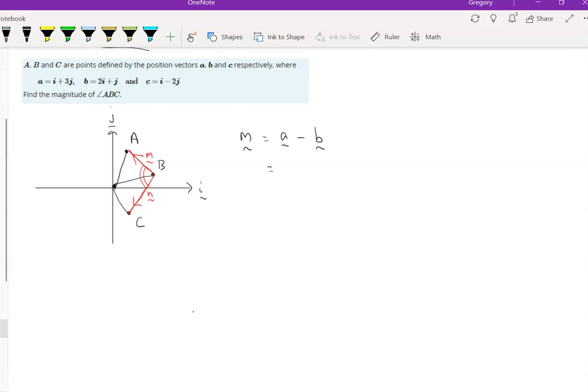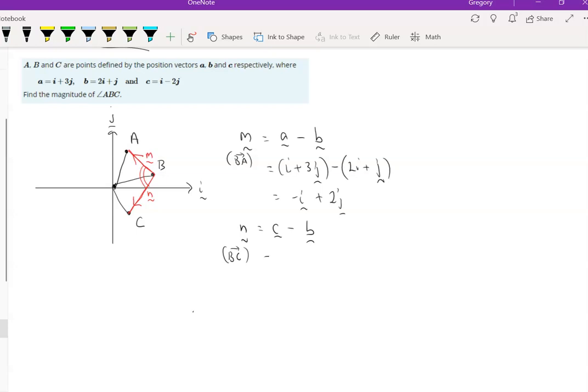So that's going to be i plus 3j minus 2i plus j. So i minus 2i is minus i, 3 minus 1 is 2. And then vector n is going to be C minus B. So if we go from B to C, okay, remember vector n is BC, vector m is BA.